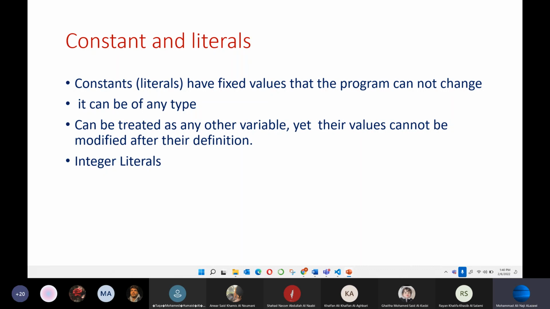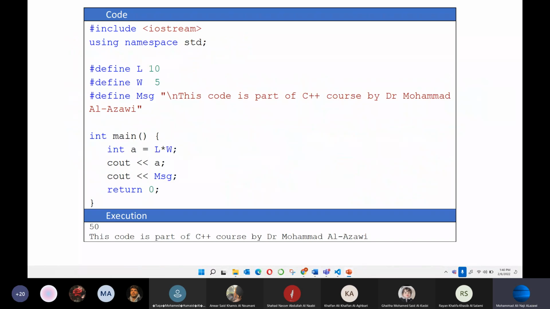Constant and literal. We discussed the constant and literal. We say constants, we cannot call them variables because they are constant. They are values that cannot be changed throughout the execution. As I told you, there were 2 ways to define them. Either to use this one.